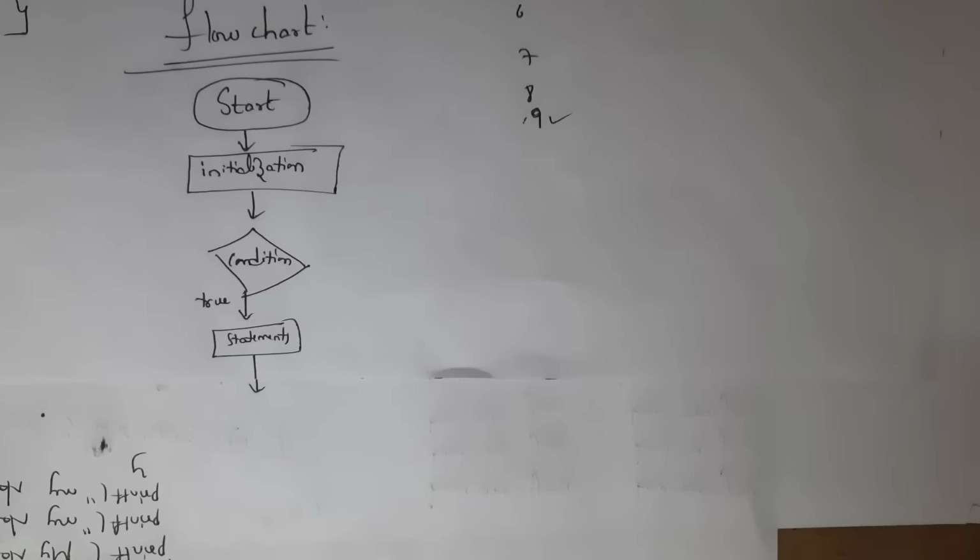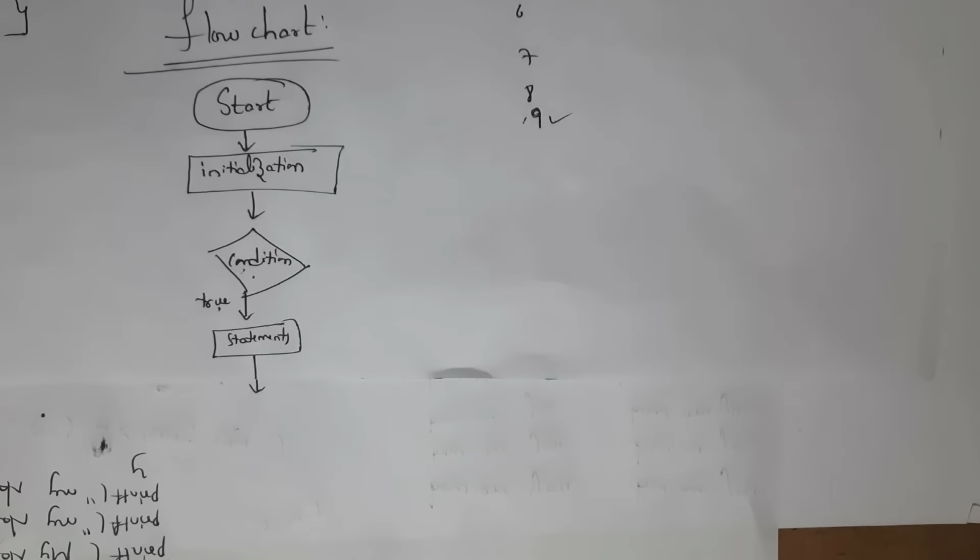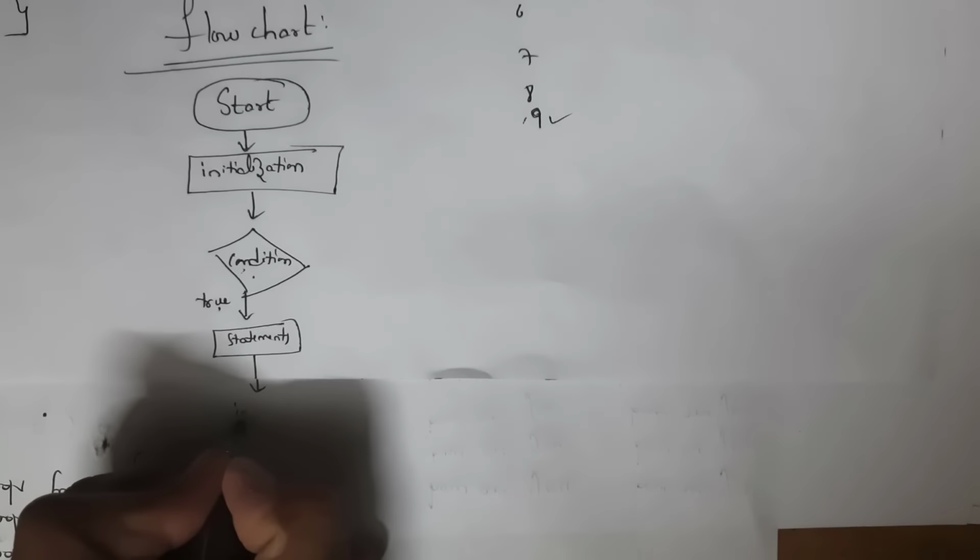So give the condition in a rhombus. Until the given condition is satisfied, statements will be printed. Whenever it prints statements, it will increment the value. So write here the increment or decrement operator in a rectangle.